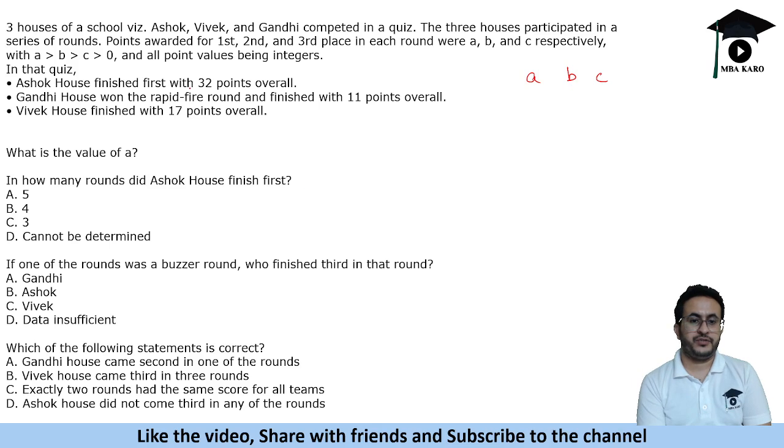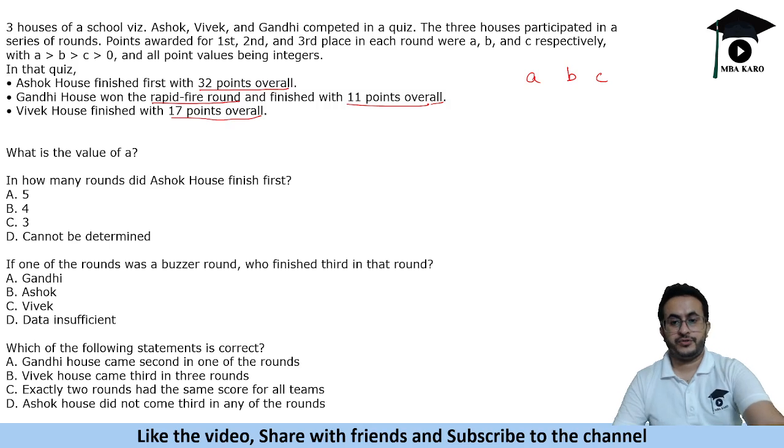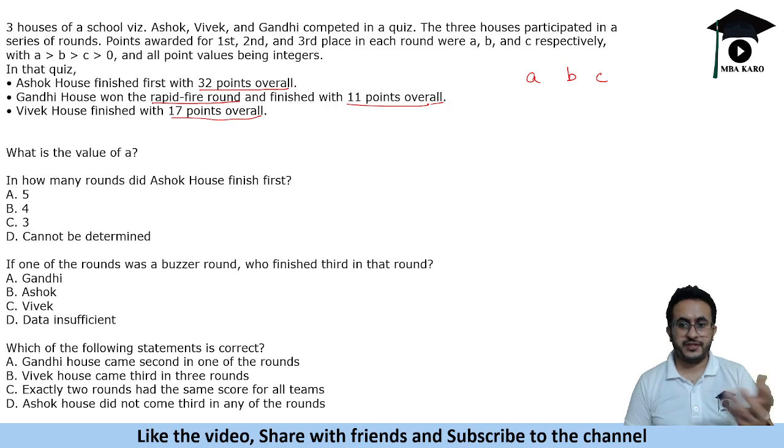Ashok House finished with 32 points overall. Gandhi House won the rapid fire round, so one of the rounds is the rapid fire round, and finished with 11 points overall. And Vivek House finished with 17 points overall. So this is the only piece of information which is given to us. Based on it, we need to find the value of A. We have to tell in how many rounds Ashok House finished first and some more questions.